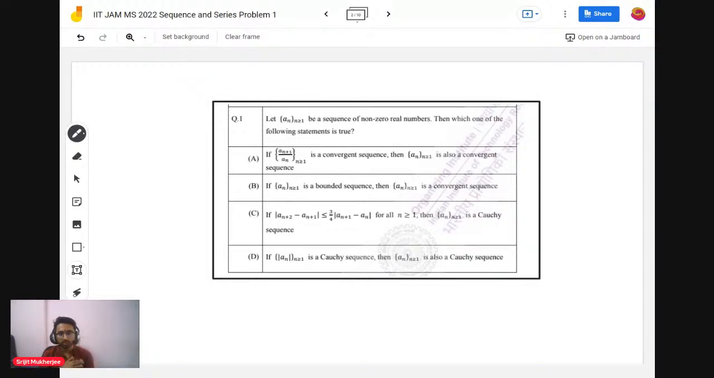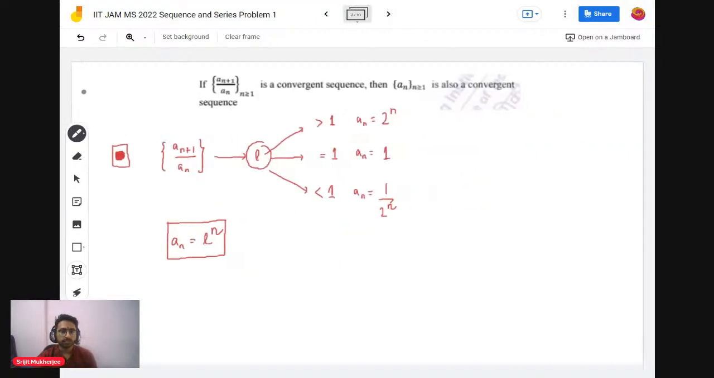So it's told that a_n is a sequence of non-zero real numbers. Now the first option asks the following: if a_{n+1}/a_n is a convergent sequence, then how does a_n behave? Whenever they ask you about a convergent sequence, always think about the easiest convergent sequence, which is a constant. So try to think about the case when a_{n+1}/a_n is a constant. That case will automatically give you a geometric series.